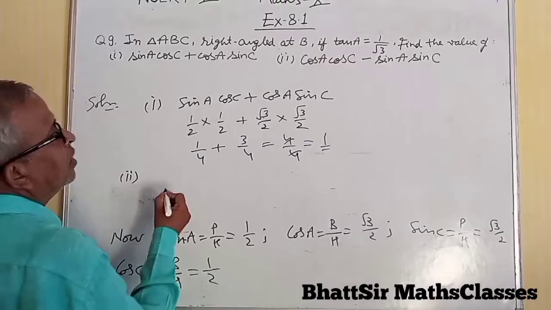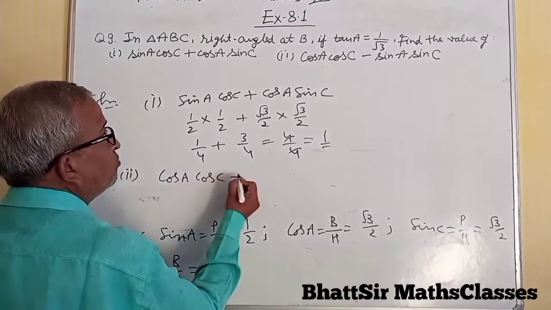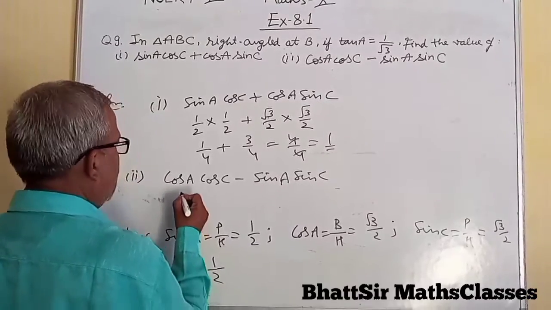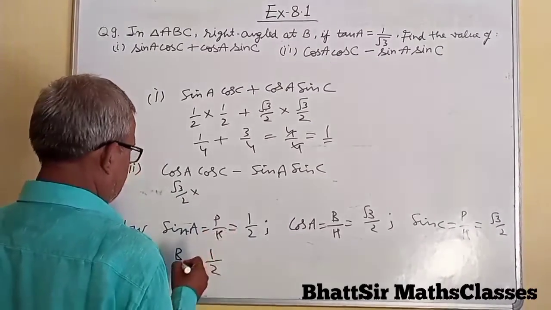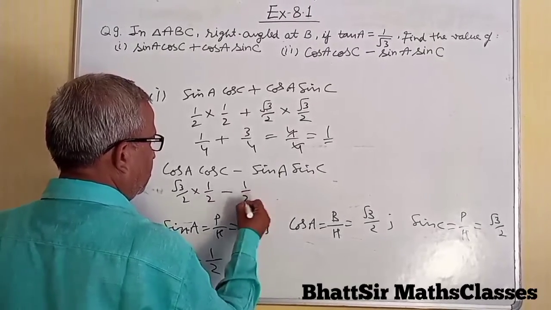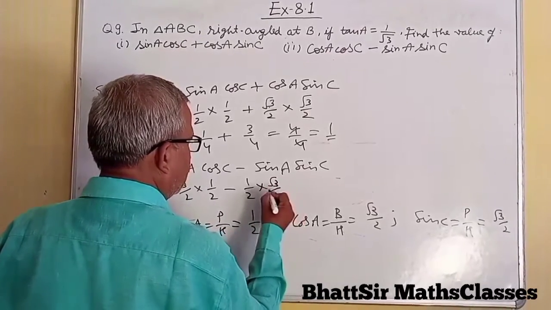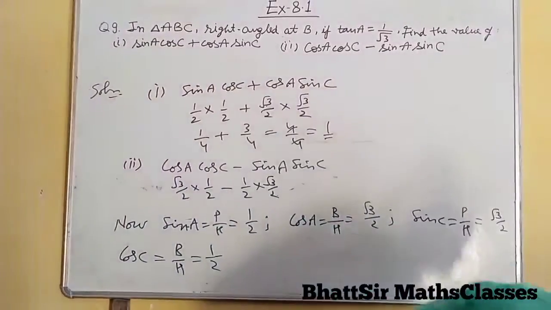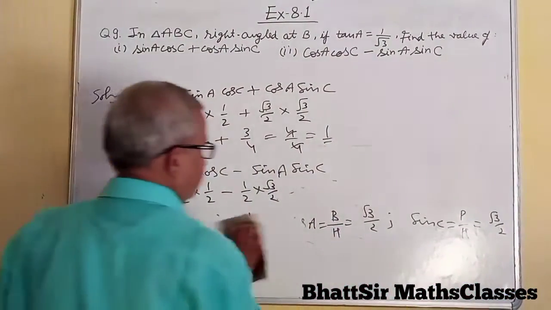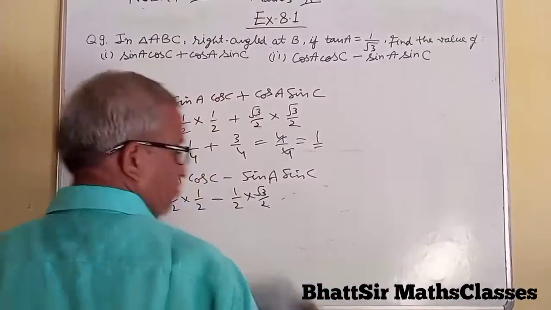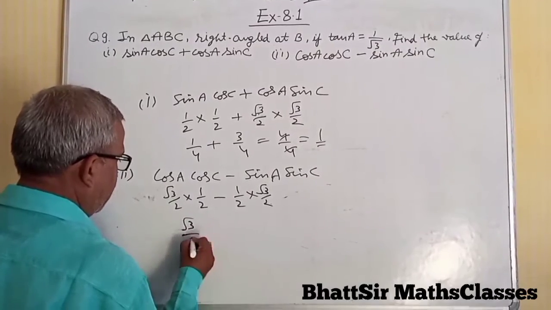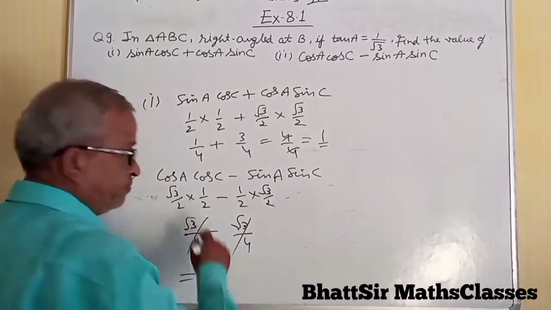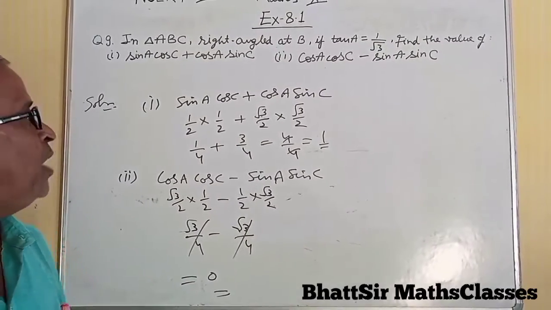Now second part, cos A cos C minus sin A sin C. Cos A value under root 3 upon 2 into cos C 1 upon 2 minus sin A 1 upon 2 into sin C under root 3 upon 2 equal to under root 3 upon 4 minus under root 3 upon 4, cancel out, equal to 0. It is the answer. So I will attend question number 10.